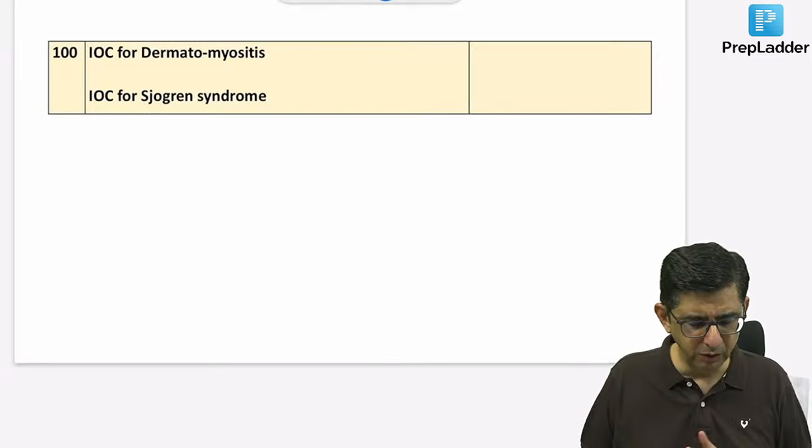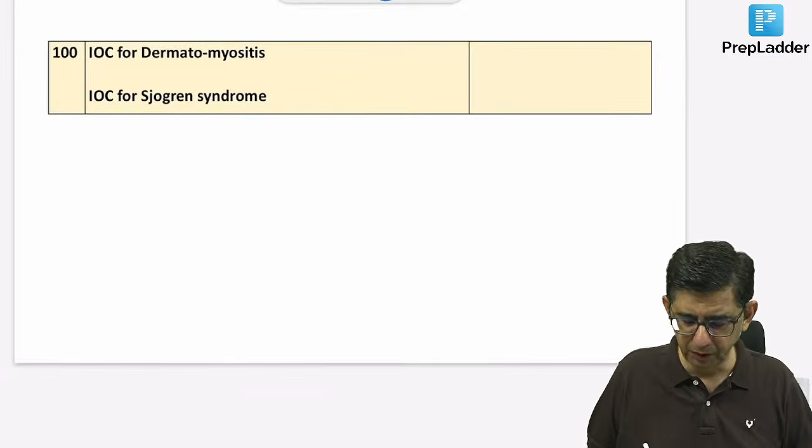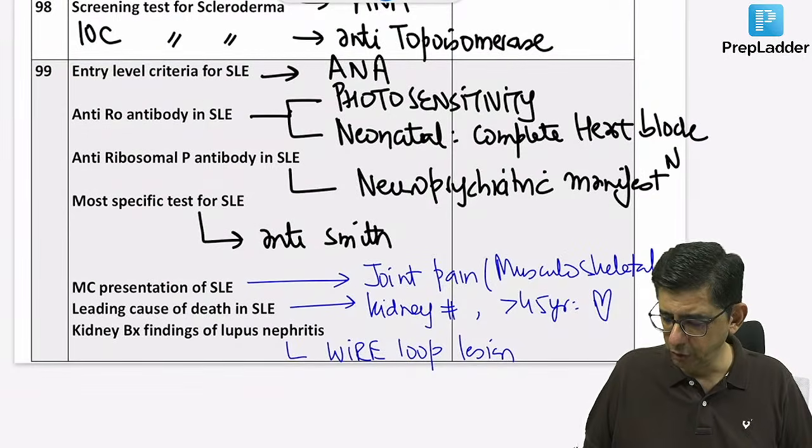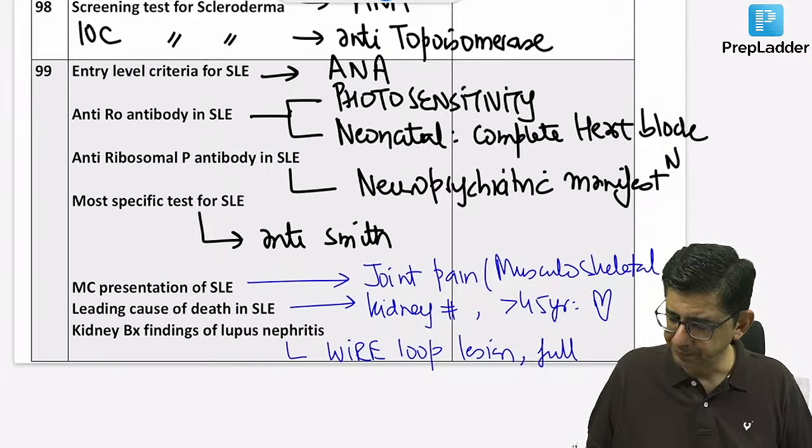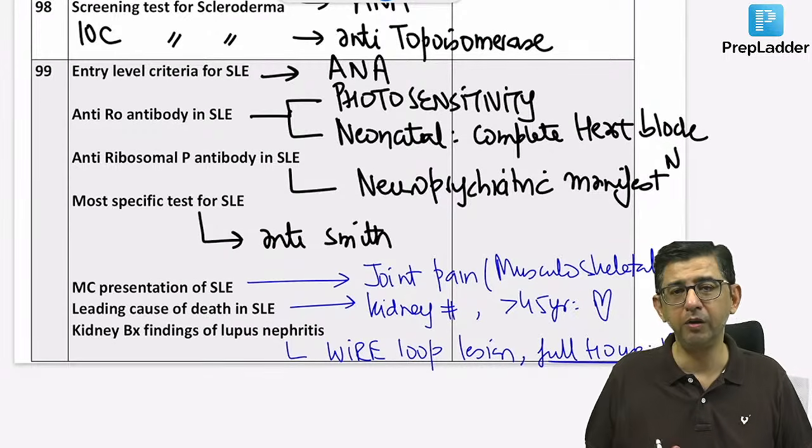Thumbprint and then full house effect would be present. That's a good one, that this wire loop lesion would have a full house effect. The full house effect would be seen on immunofluorescence and thumbprint would be on electron microscopy.